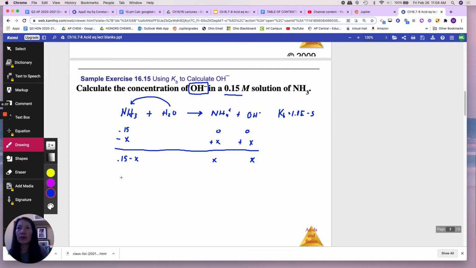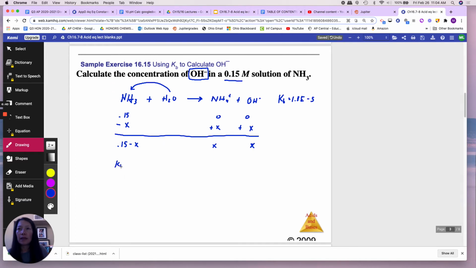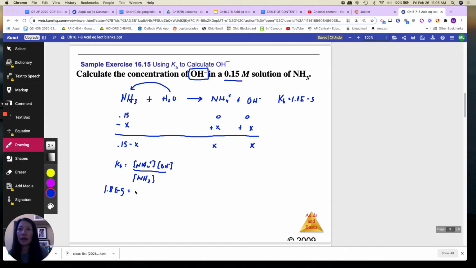Kb is equal to ammonium ion times the hydroxide ion over ammonia original. Plugging in the numbers, we get 1.8 E negative 5. We have the X for the ammonium and the X for the hydroxide, so this will be X squared over, we're going to call this negligible for now. We will verify later, so 0.15. Okay, go ahead and solve for X.